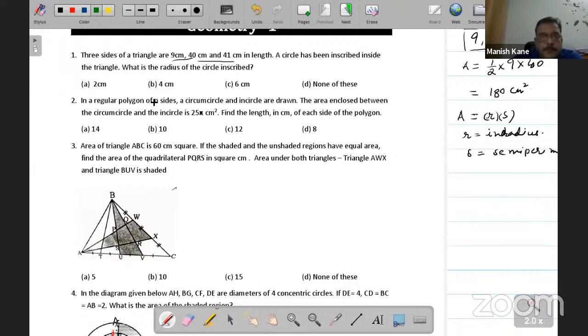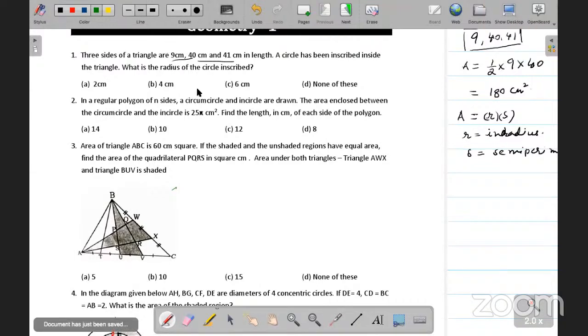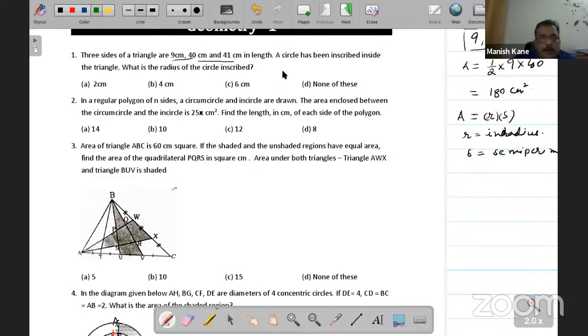See, for a regular polygon of n sides, the area between circumcircle and incircle is always given by pi a square by 4, which is 25 pi here. So you will have the value of a as 10.